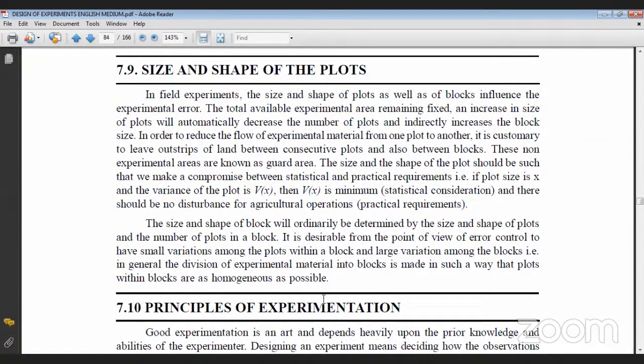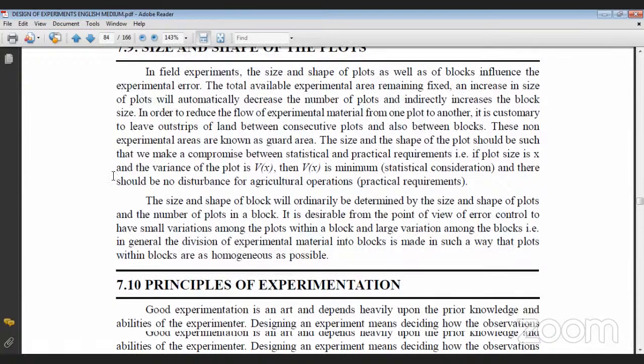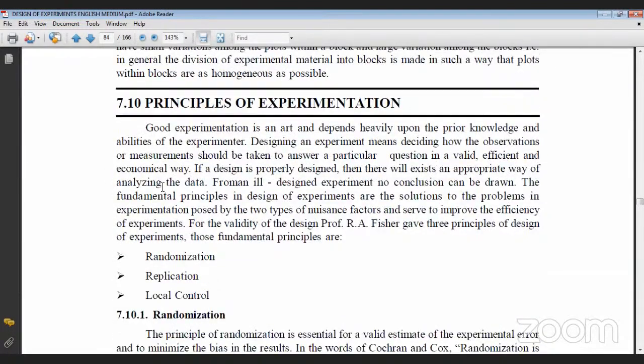In the block, variation among the blocks in the general region of experimental material may be such that the plots within blocks are as homogeneous as possible. Principles of experimentation is also very important. In this part: randomization, replication, local control.